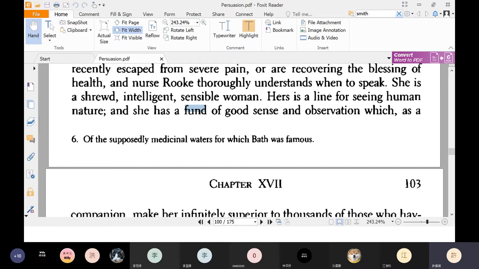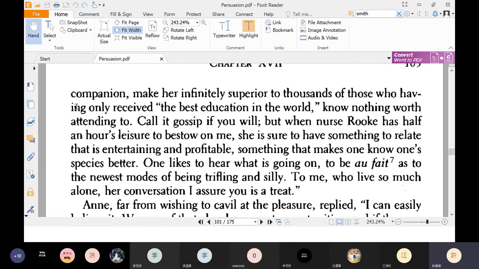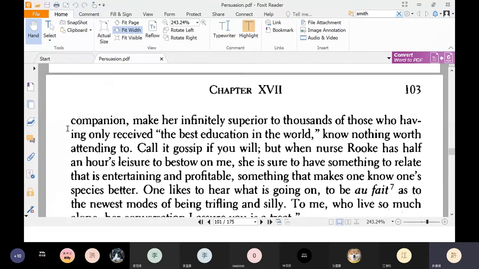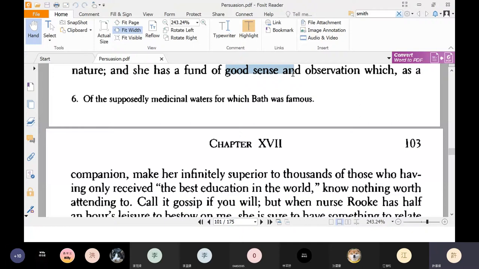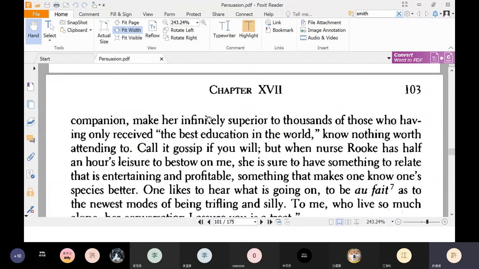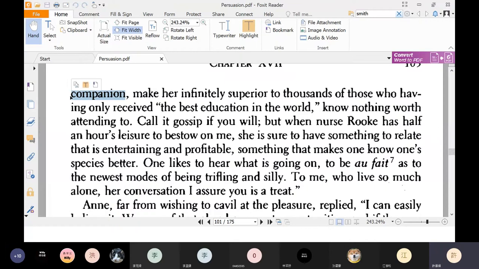She has a fund of good sense and observation, which as a companion make her infinitely superior to thousands of those who, having only received the best education in the world, know nothing worth attending to. So here Mrs. Smith is saying that because Nurse Rook has such good sense and observation, she is a much better friend or companion than people who only have education from books and so know nothing that's really worth knowing.